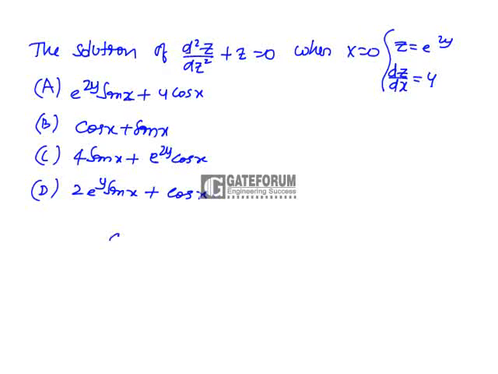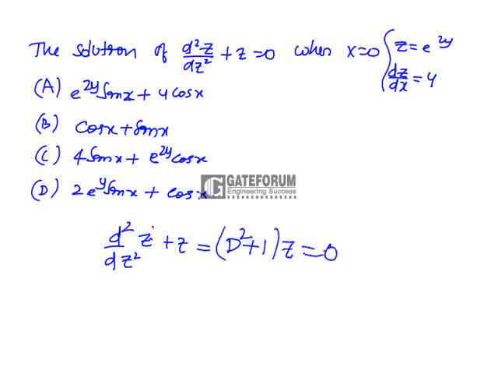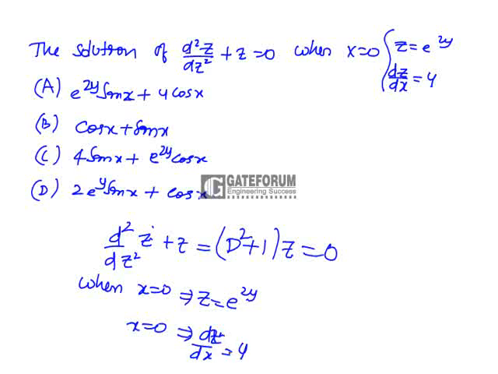Okay, he has given, I can write this one as d square by dz square into z plus z is equal to d square plus 1 into z is equal to 0. Okay, he has given two conditions here. When x is equal to 0, z is equal to e power 2y. Similarly, when x is equal to 0, dz by dx is equal to 4. Okay, now what is the solution for d square plus 1 is equal to 0?